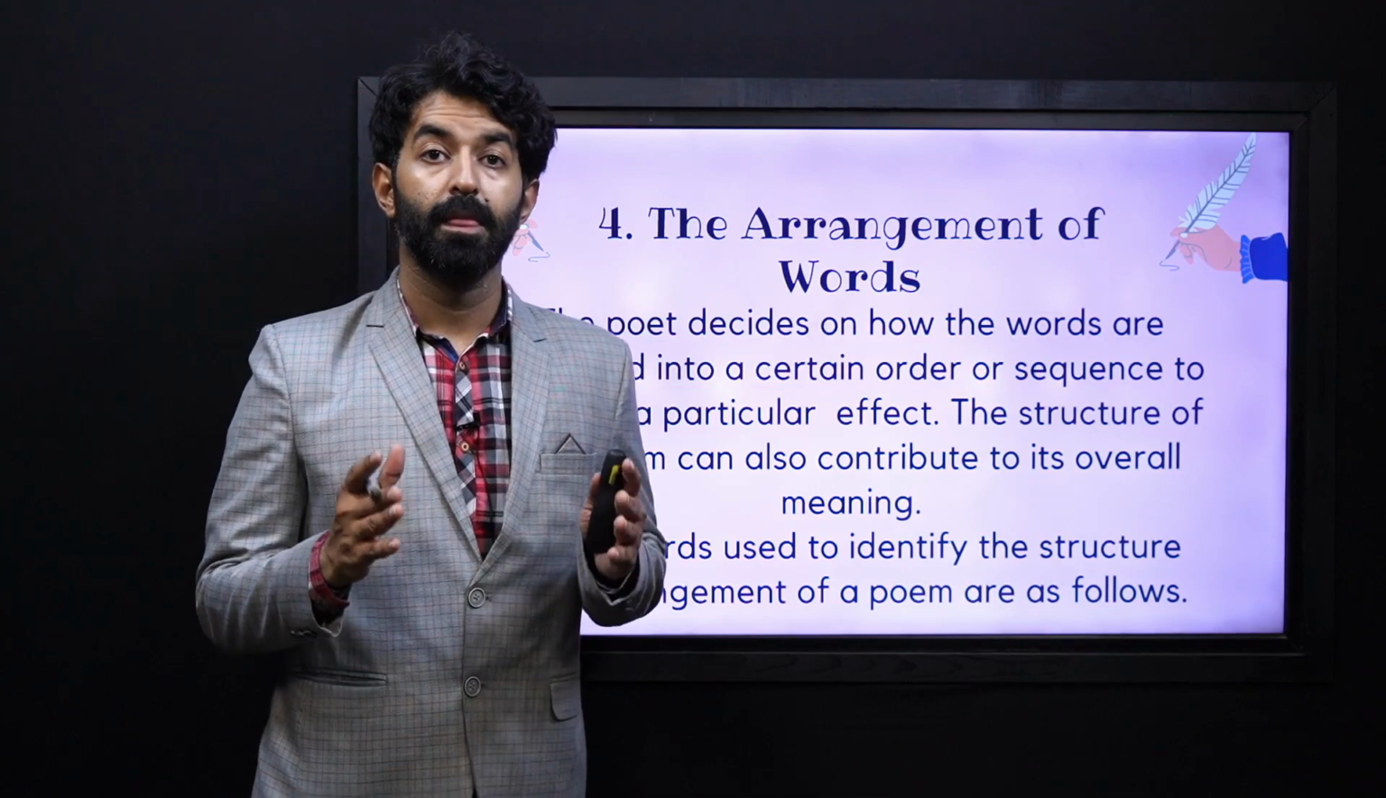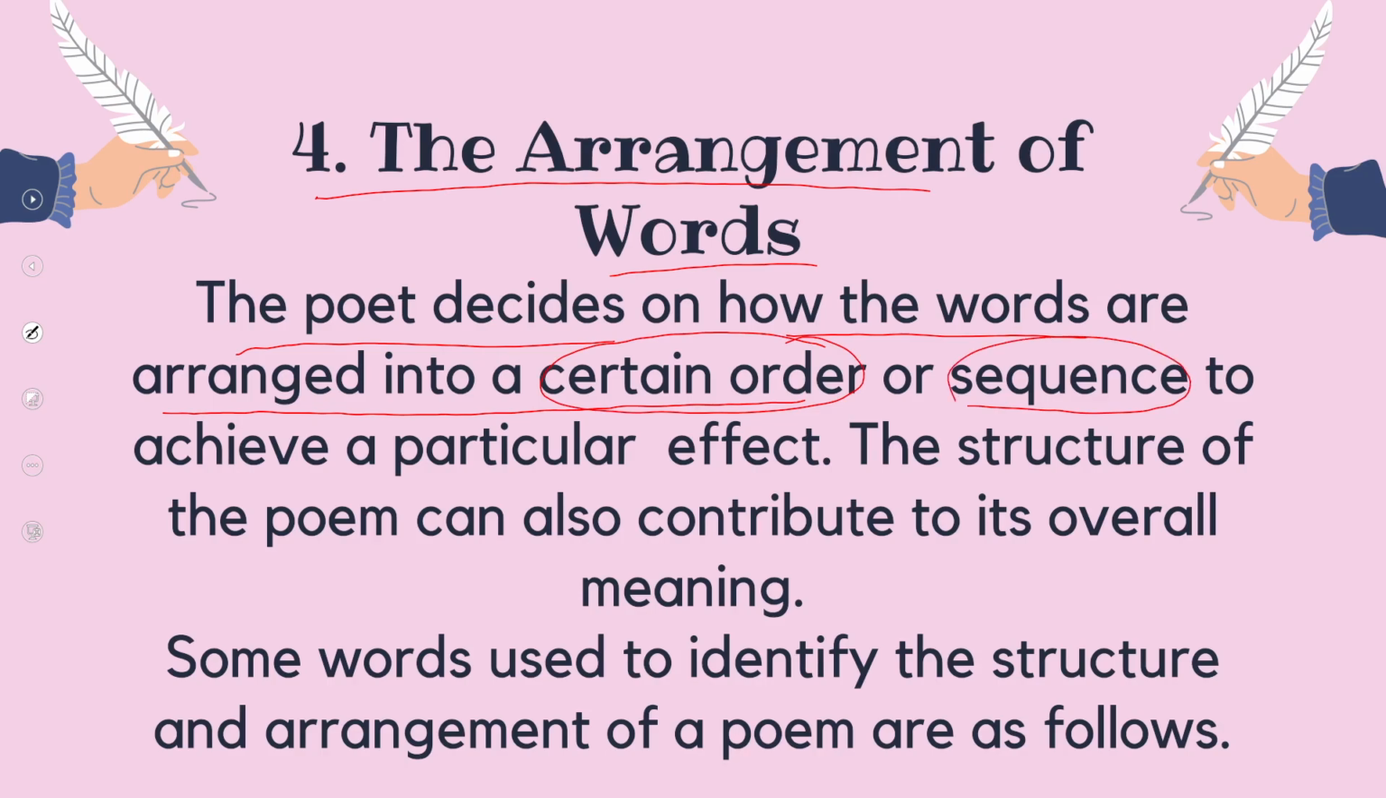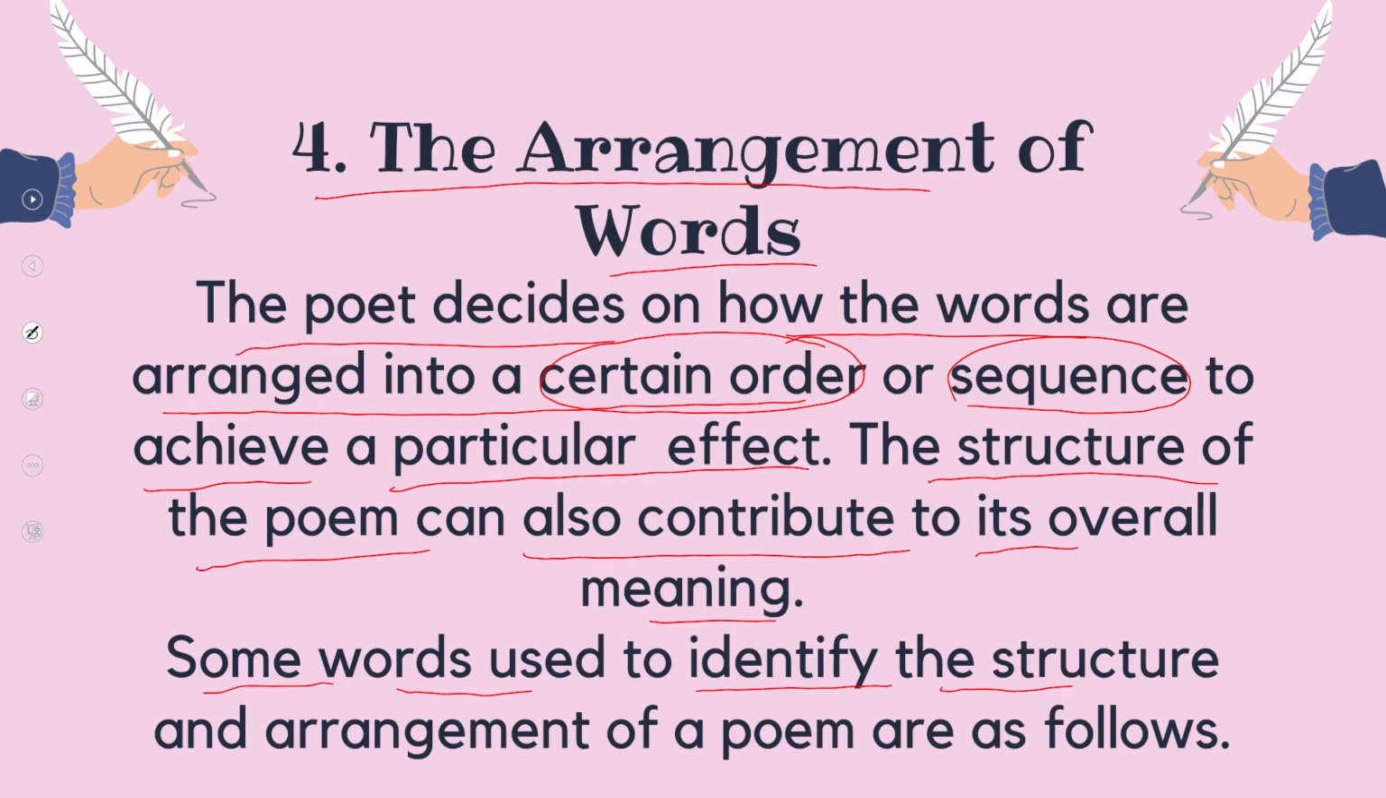Now let's talk about the arrangement of words. So we know that arranging words in poetry is very important. The poet decides on how the words are arranged into a certain order or sequence to achieve a particular effect. The structure of the poem can also contribute to its overall meaning. Some words are used to identify the structure and arrangement of a poem, and they are as follows. So, arranging words in an order and a sequence is very important, and it leaves a particular effect.